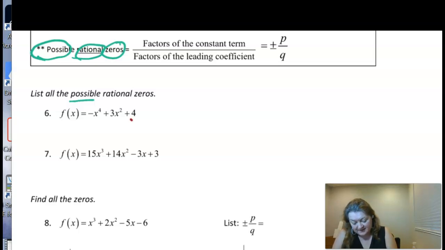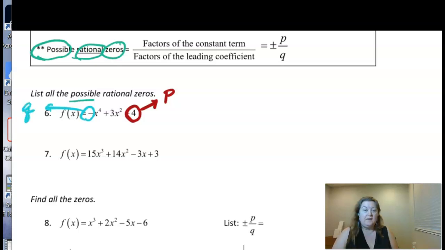We are going to look at the constant term first, and we are going to call this letter P. Why is it called P? I have no idea. It just is, okay? On the other side, we are going to take the leading coefficient over here, and we're going to call this Q. Okay, so they say in the formula to get to the possible rational zeros, you are supposed to write all of the plus or minus p's over q's right here.